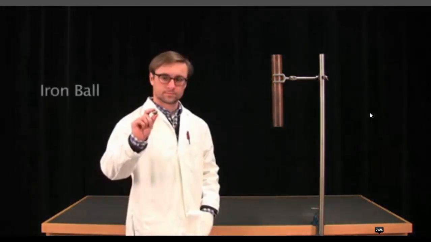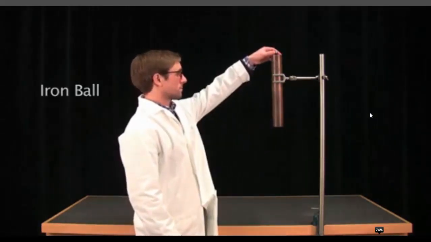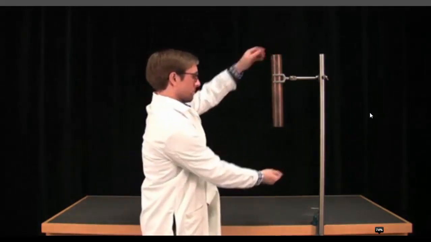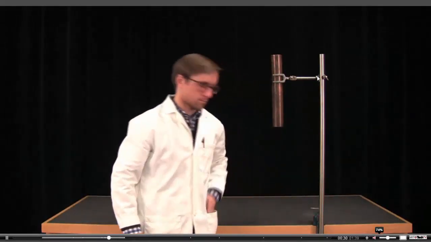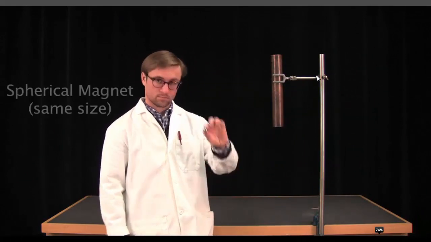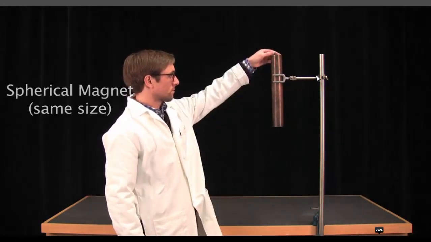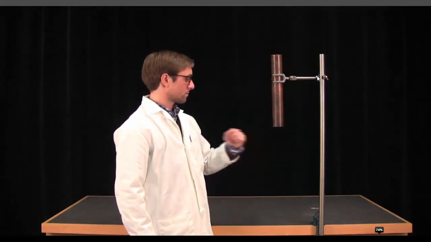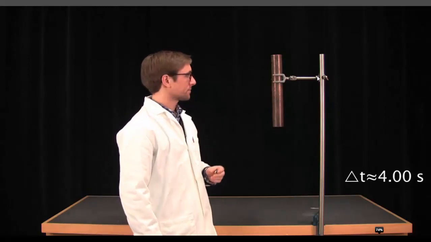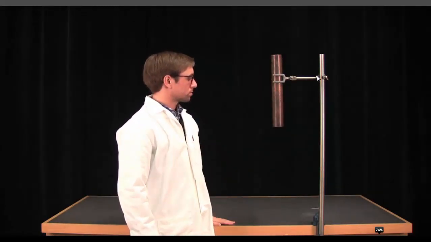Now first he's going to show you what happens if you drop a normal object. Here's an iron ball. Nothing special about the iron ball. It's just a regular object, falls straight through. There's nothing in the middle of that tube. And if you drop a magnet, though, it takes a lot longer to fall through the tube. A lot longer. So what's going on?